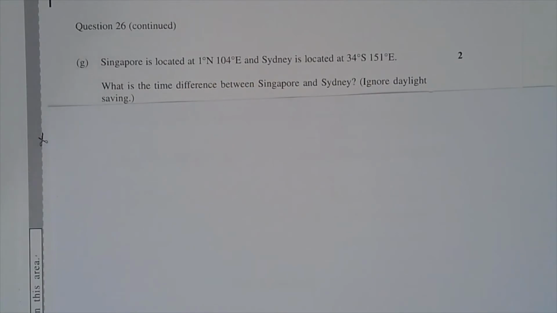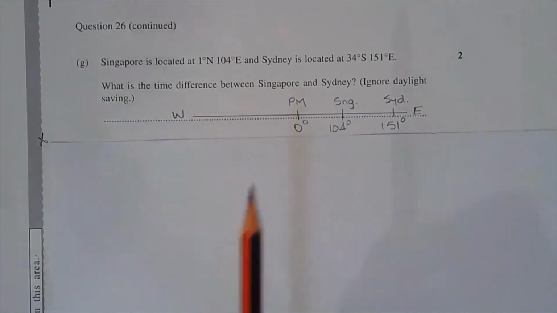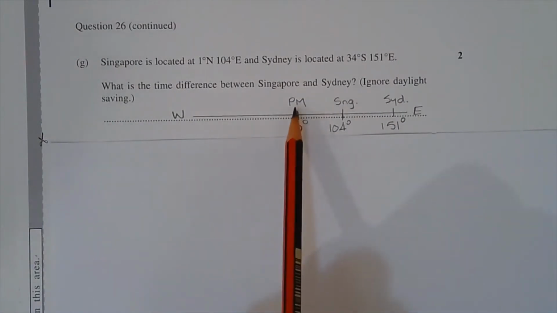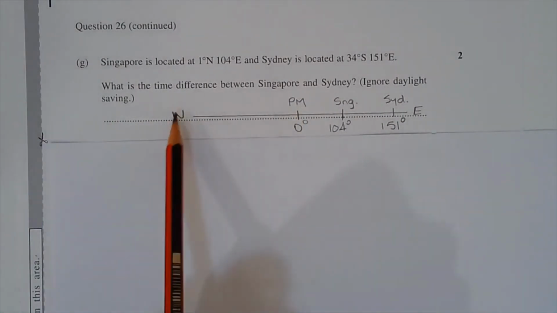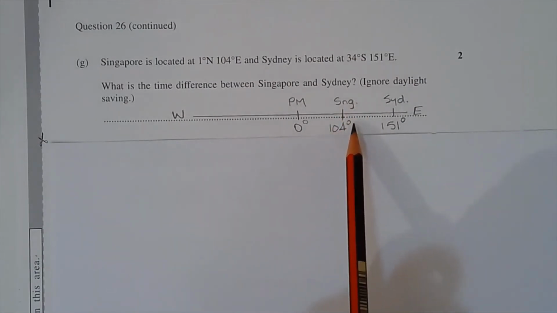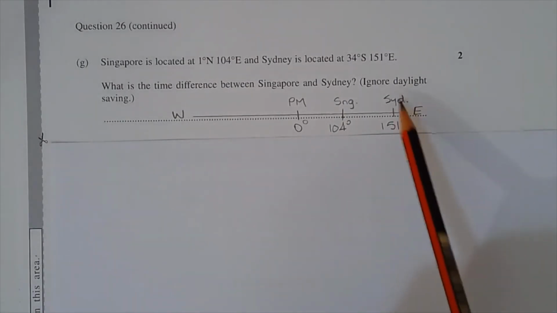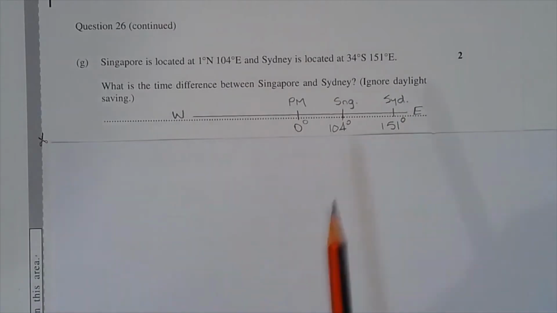So what I like to do is to represent those on a number line. So 0 degrees is the prime meridian. That's west, that's east. So Singapore is at 104 degrees east, so it's not to scale, but it just helps to visualize the difference. Sydney is at 151 degrees east. So the further east the location, the further ahead it is in time.